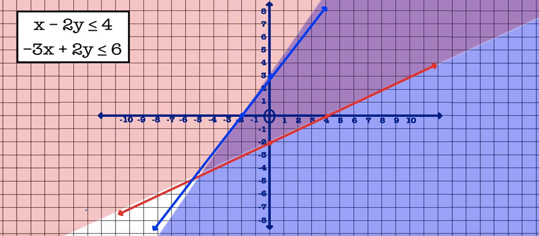And so again, if our coordinate is in the red area, then it's only a solution for our first inequality. If it's in the blue area, it's only a solution for our second inequality. But if our coordinate is in the purple area, then it's a solution for both inequalities. And that's it.